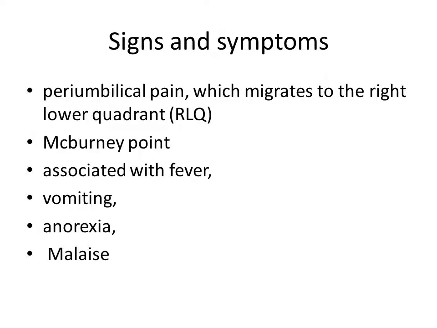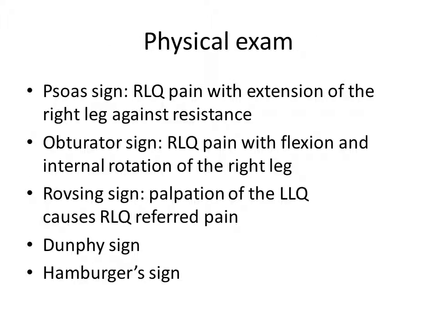Now, what are some of the signs and symptoms people with appendicitis present with? Very commonly, they will tell you about a pain that appears in the umbilicus and migrates to the right lower quadrant, which is again the location of the appendix. The appendix can be localized at McBurney's point, and I will talk about that very soon. In addition to the pain, they also have fever, vomiting, anorexia, malaise. So these are some of the things that people with appendicitis will present with.